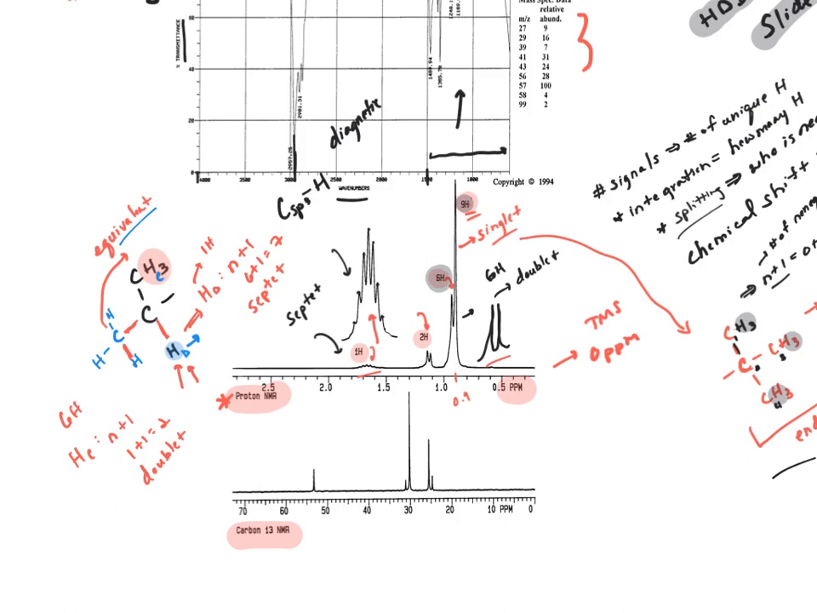We've also accounted for pretty much all of the signals. So we've talked about the singlet that has 9 protons, the doublet that has 6 protons, and the septet that has 1. The only thing left to talk about is this 2 proton signal, which shows up as a doublet. And again, how do you know it's a doublet? Well, there are 2 peaks, and you can see them, and they're very distinct.